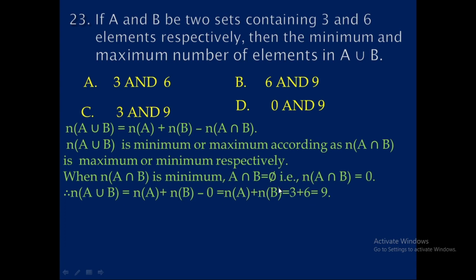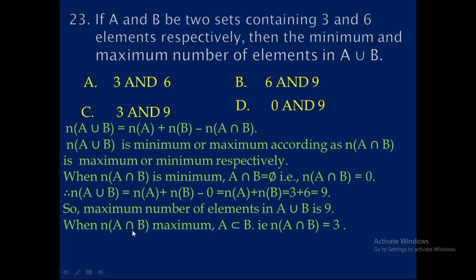And when A intersection B is maximum, A must be a subset of B. Is it clear? A is a subset of B because the number of elements of A is less than the number of elements of B. If A is a subset of B, then the number of elements of A union B is exactly equal to the number of elements of B. Directly you can write, n(A union B) is equal to n(B), that value is equal to 6. Therefore, the minimum number of elements of A union B is 6.